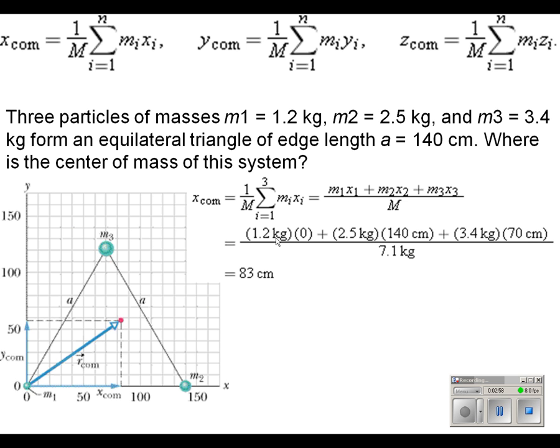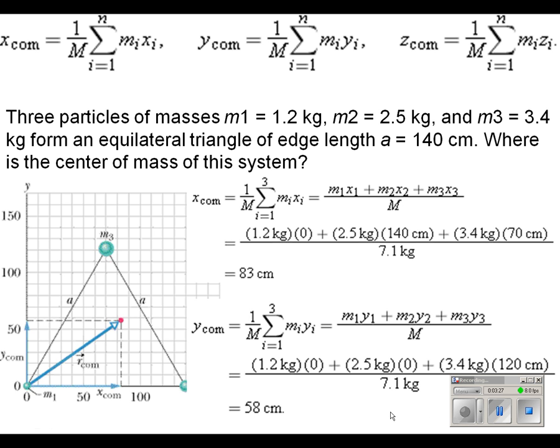You do M1, the 1.2 kilograms, has its x position at 0. M2, the 2.5 kilograms, has its position out at 140 centimeters. And the 3.4 kilograms, the third mass, you'll notice is at the 70 centimeters. Its x position, I don't care about its y position, I only care about its x position, is at the 70 centimeters. And I add up all 3 masses, do the mathematics here, and you end up with a position of 83 centimeters.